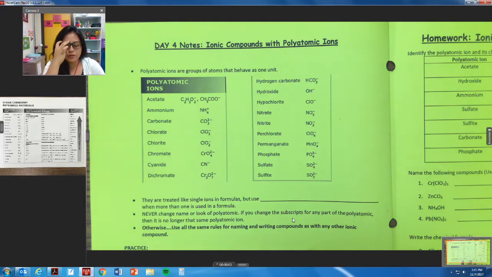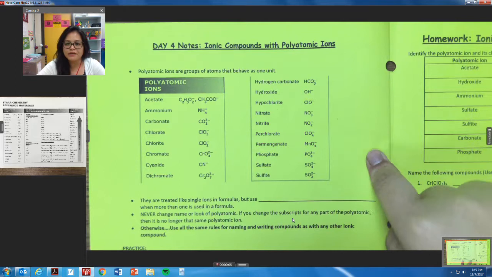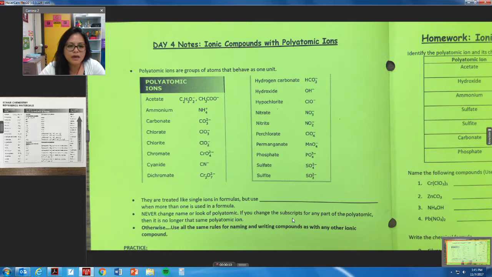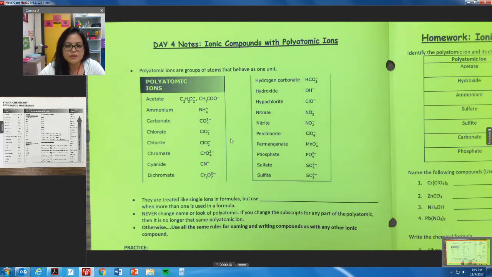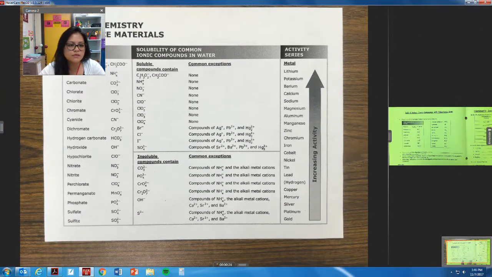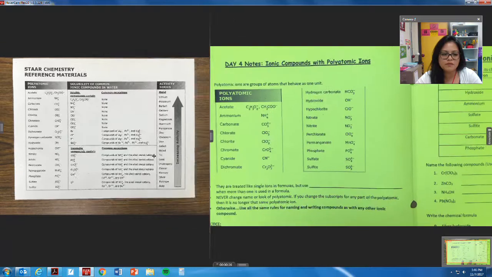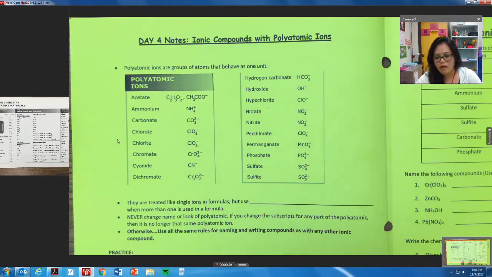Okay, hey guys, so today we are going to learn about ionic compounds with polyatomic ions. Polyatomic ions are groups of atoms that behave as one unit. On the back of your periodic table, these right here are your polyatomic ions, but on your periodic table, this is where they are. All of this left side of the back of your periodic table, these are all your polyatomic ions. You don't have to memorize them, but you do have to be familiar with what they are.